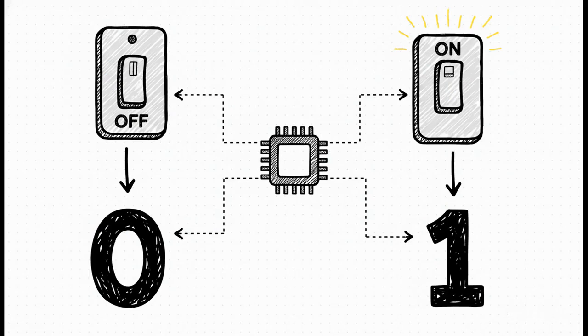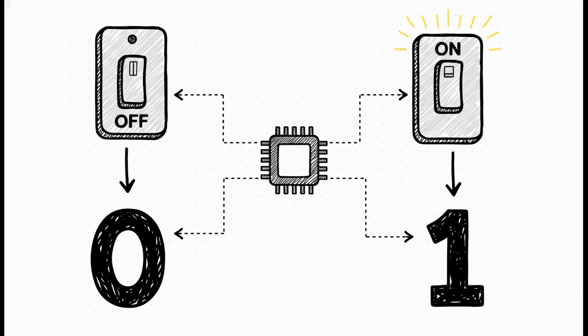Honestly, the easiest way to get it is to think about a simple light switch. It can only be in one of two states, right? It's either on or it's off. There's no in-between, no kinda sorta on. A computer takes that exact same simple idea and just assigns a number to each state, 1 for on and 0 for off. That right there is the foundation of everything.